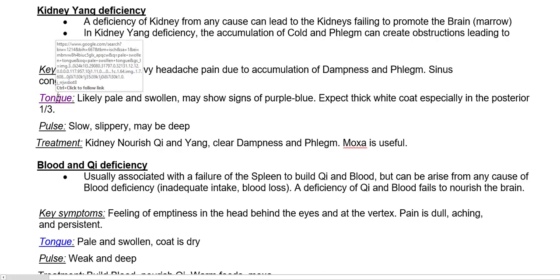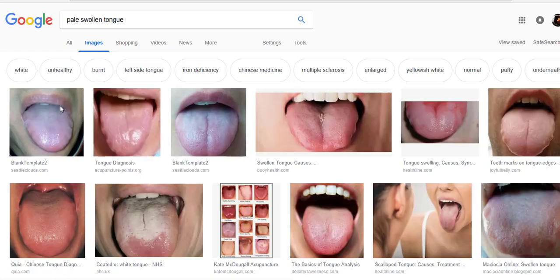You might see some of that purple-blue. You might not, but expect to see signs of cold here. This is a kidney, pale, swollen tongue. Oh, that's perfect right there. Oh, these are great ones. Okay. We've got several nice-looking pale, swollen tongues here.